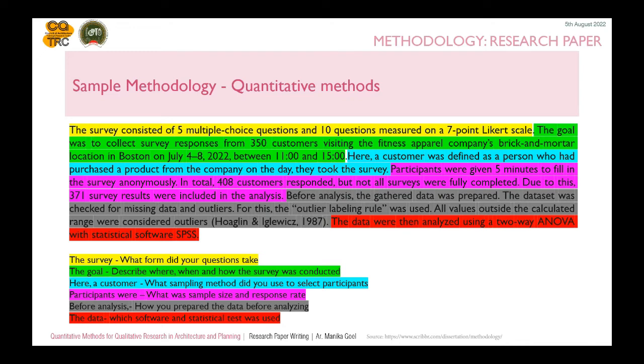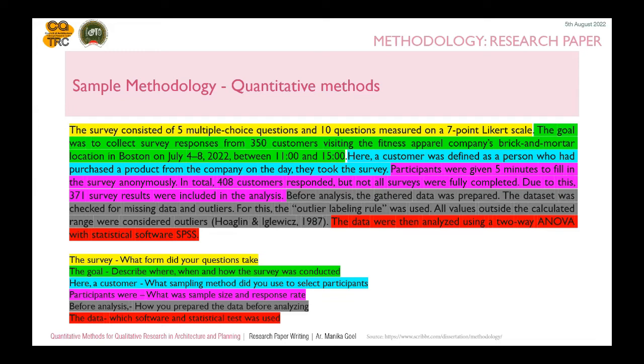The goal was to collect survey responses from 350 customers visiting the fitness apparel company's brick and mortar store located in Boston on July 4th to 8th, 2022, between 11 and 15. Here, a customer was defined as a person who had purchased a product from the company on the day they took the survey. So the first three are describing what form the questions took, when, where, and how the survey was done, and then what sampling method was used to select the participants.